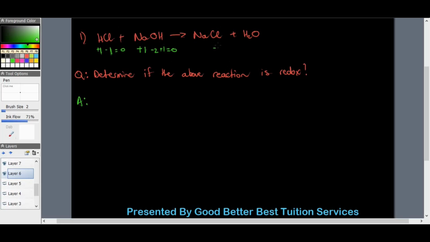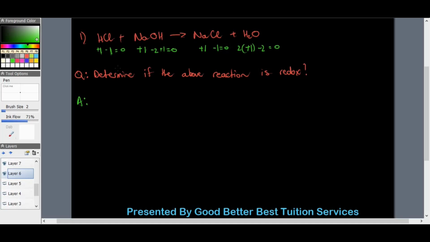I know chlorine is minus 1, sodium is positive 1, which I established on that side. Okay, we know that for hydrogen, the oxidation number is plus 1, but I have 2 of them, so it's 2 times plus 1, and the oxygen is minus 2, and both of these also give me 0. So looking at whether or not the oxidation numbers have changed.